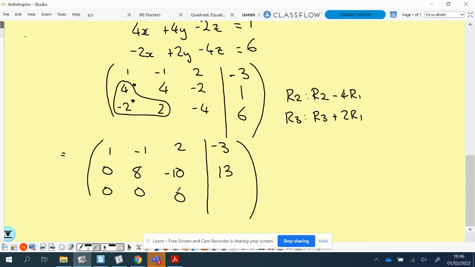And 6 plus 2 lots of negative 3, that's 6 plus negative 6, which gives me 0. Okay. Now you're going to say, well, this is very similar to the last case, but there is a difference. The difference is that last row is true. 0x's plus 0y's plus 0z's would give you 0. So there's nothing mathematically wrong with that. But it's not giving us any information here either.